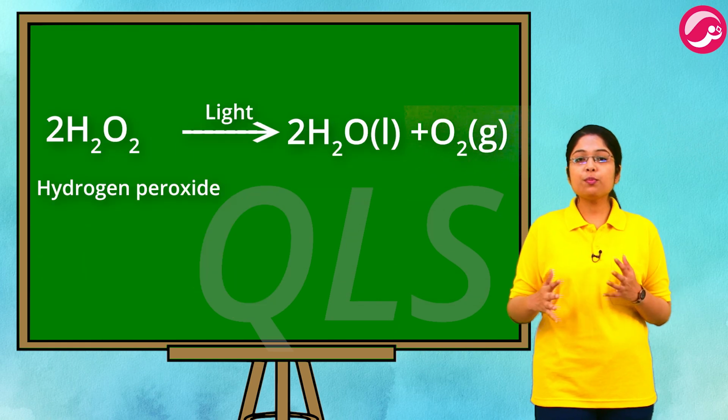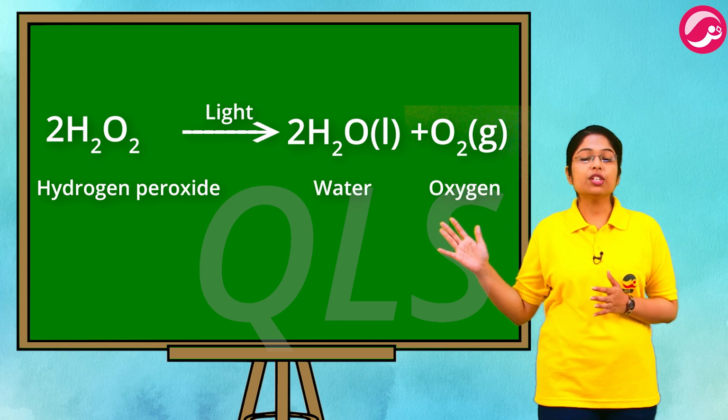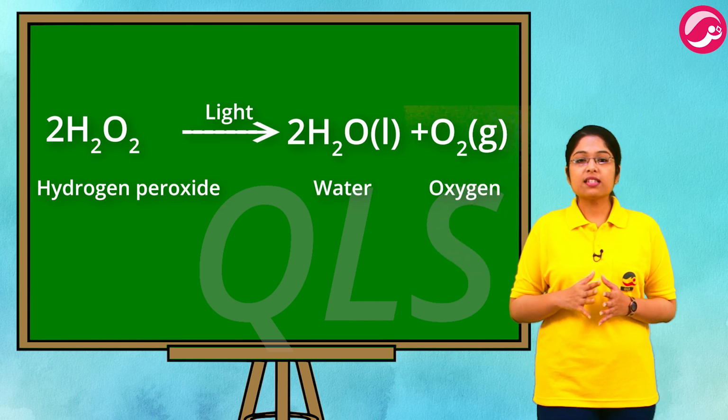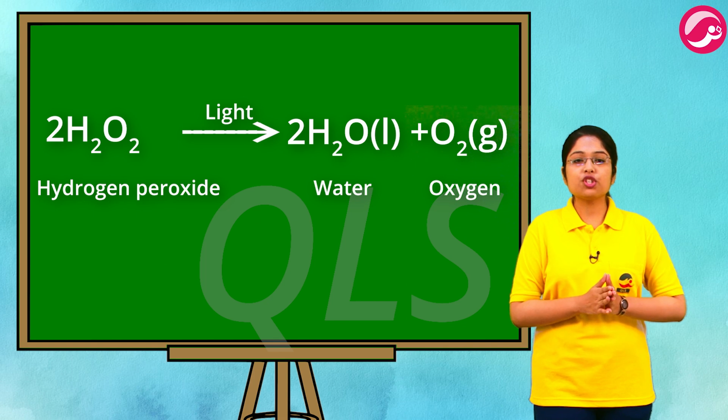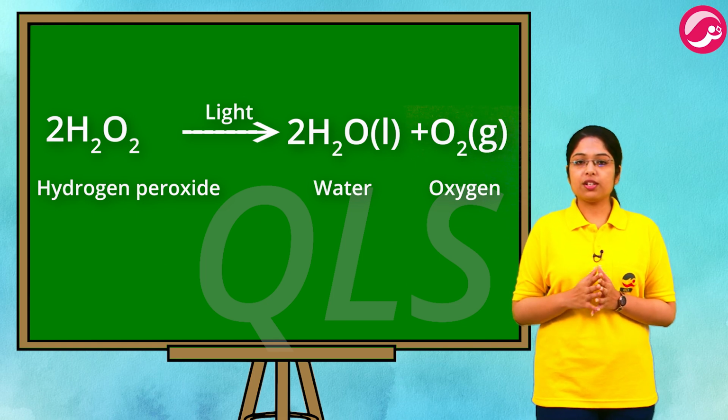Similarly, when hydrogen peroxide decomposes in presence of light, it breaks into H2O, water, and oxygen gas. Such substances which are prone to decomposition in the presence of light are stored in dark conditions, like in dark bottles.